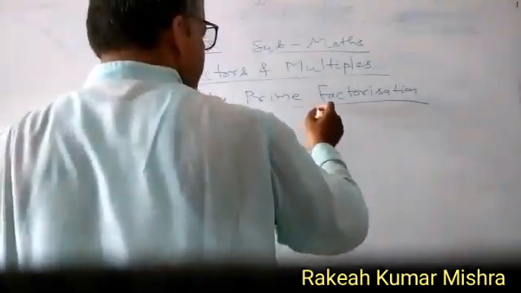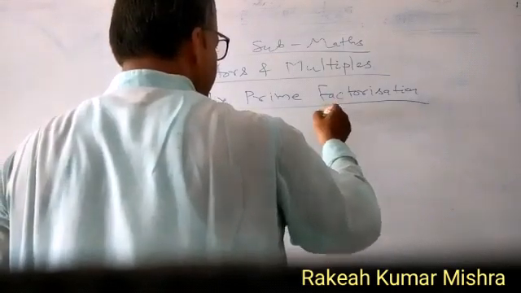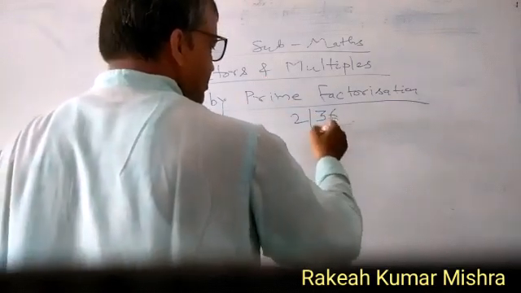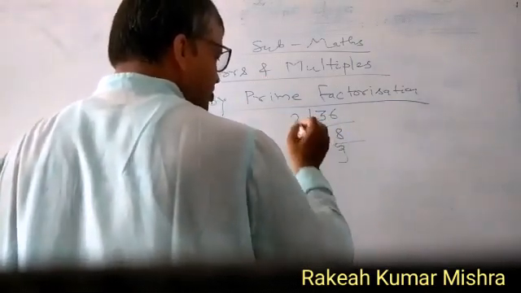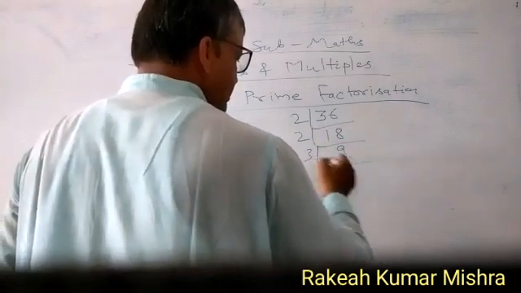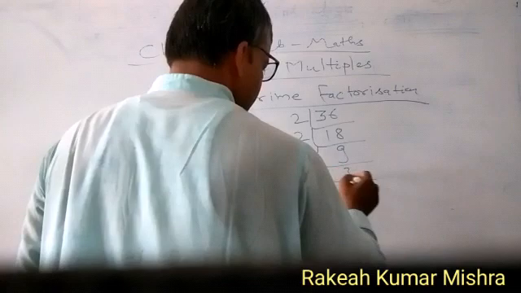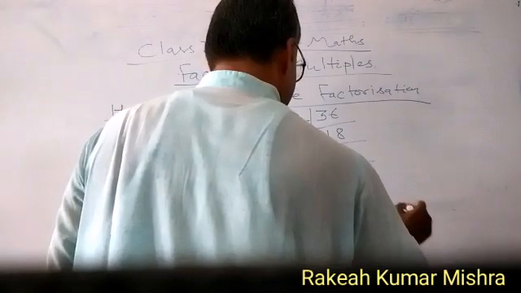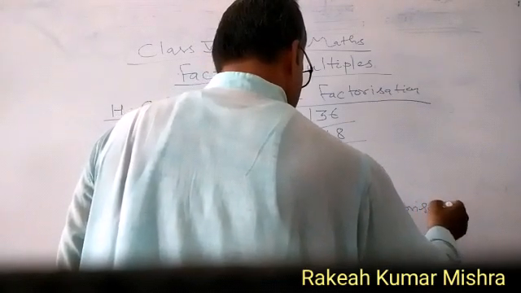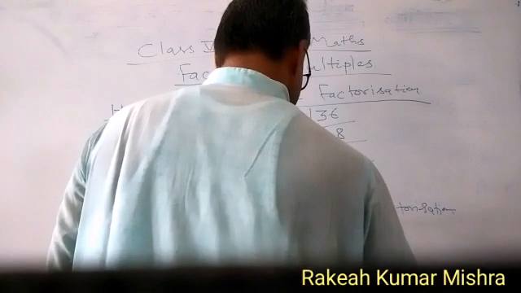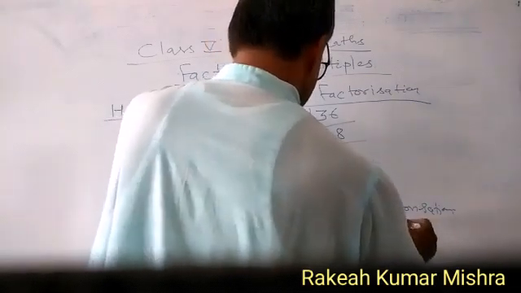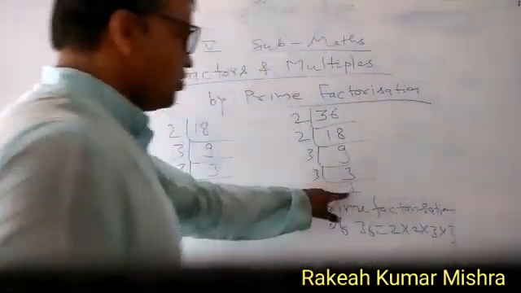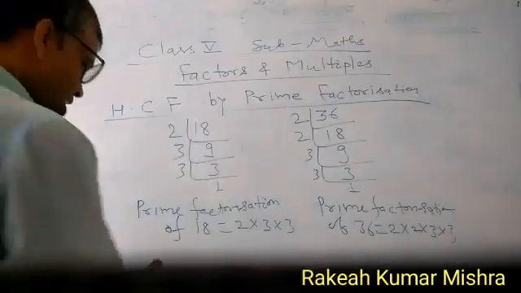Here we find out prime factorization of 36. 2 is a prime number, 2 18s are 36, 2 9s are 18, here 2 is also a prime number, 3 threes are 9, this 3 is a prime number, 3 ones are 3. Now we write prime factorization of 36 is equal to 2 into 2 into 3 into 3, and you know this one is not a prime number.